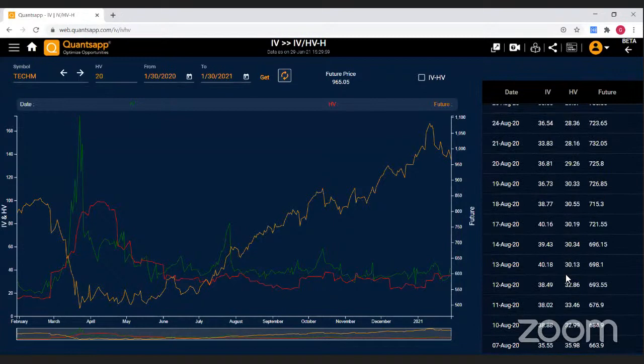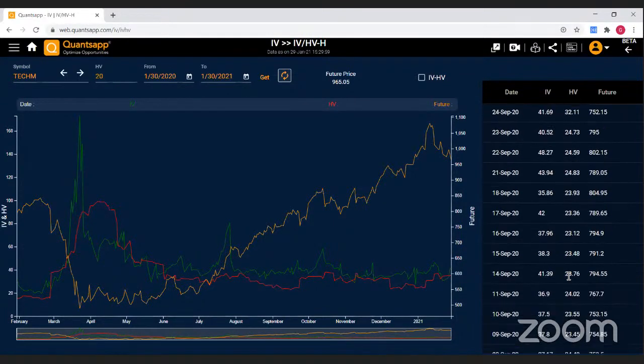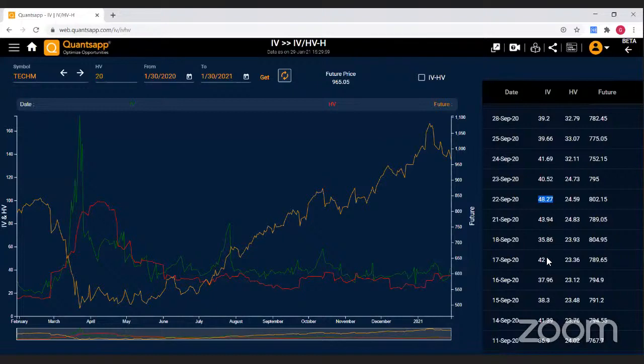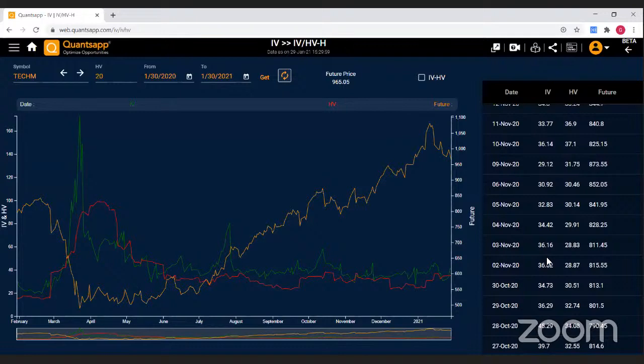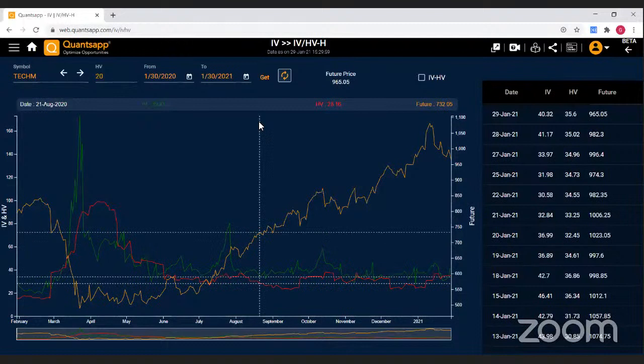Then August, September, I think. September somewhere. And then you can see here the increase in the IV. So why are we looking into volatility, what is the importance of looking into volatility, and how could it affect the option premium altogether in one go.